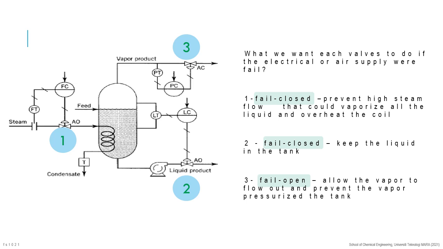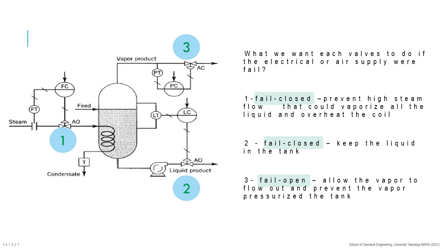The question is, what do we want each of these valves to do if the electrical power or air supply were to fail? As previously explained, each valve must move to its safest position when either the electric power or the air pressure fails. The safest position for the steam valve is closed, because this prevents a high steam flow that could vaporize all of the liquid and overheat the coil. Therefore, we select a fail close or air to open valve for the steam valve.